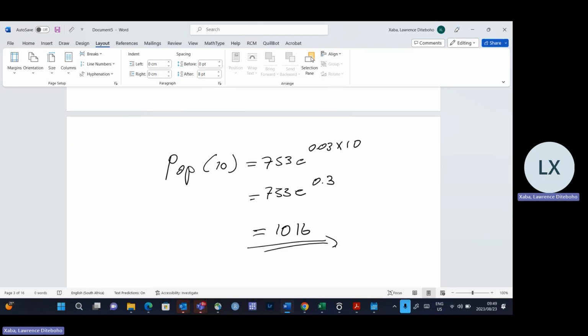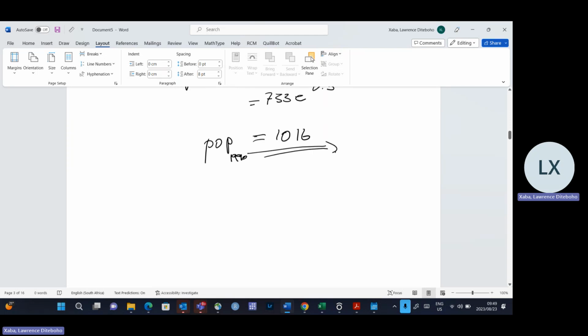So after 10 years, we're having a population of 1,016 from 753. That was the population in 1980. Then in 1990, we know that pop, you can say pop in 1990, we will be having 1,016. So that's after 10 years.